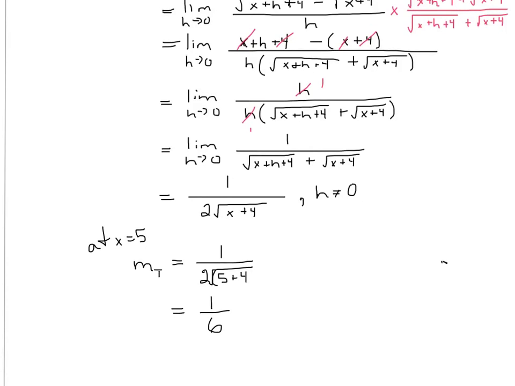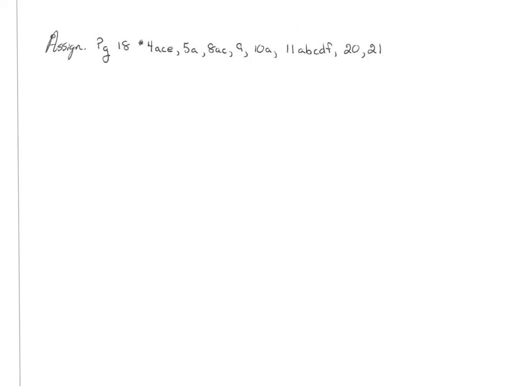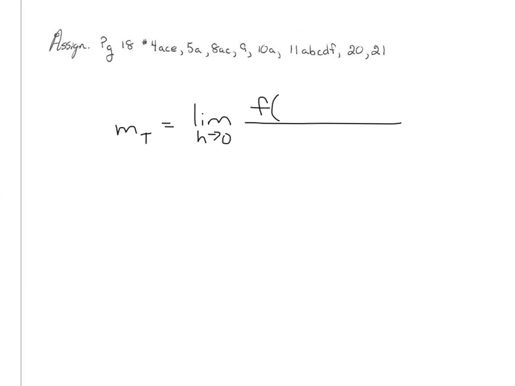So hopefully that made a little bit of sense. We looked at our new formula for the slope of our tangent, that being the limit as h approaches 0 of our function f of x plus h minus f of x, all over h. And we'll get some practice on page 18 with this new formula.